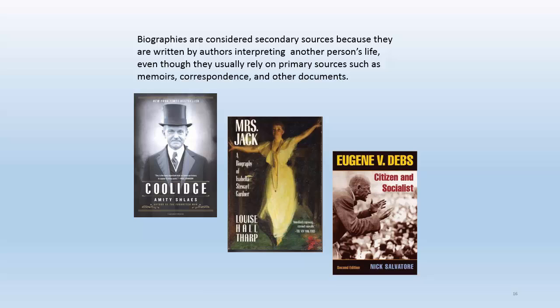With books in particular, it can be difficult to tell if they are primary or secondary sources. These three biographies are all secondary sources in which the authors write about and interpret Calvin Coolidge, Isabella Stewart Gardner, and Eugene Debs, all early 20th century figures. A biography is told from a second-hand viewpoint, whereas an autobiography, memoir, or diary is a first-hand account.